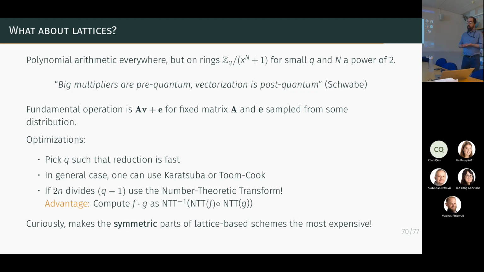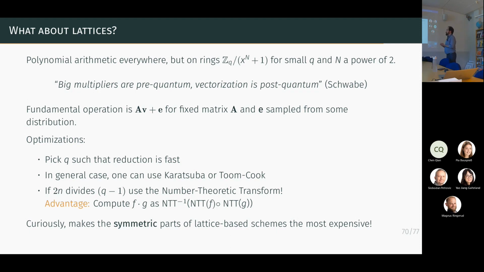The fundamental operation, of course, is not scalar multiplication anymore. It's something different. It's matrix-vector multiplication of this form, where A is a large matrix multiplied by s, and you add some noise e sampled from some noise distribution. That's the core of KEMs and signatures, Schnorr-like schemes, and BGV homomorphic encryption. That's what you find everywhere.